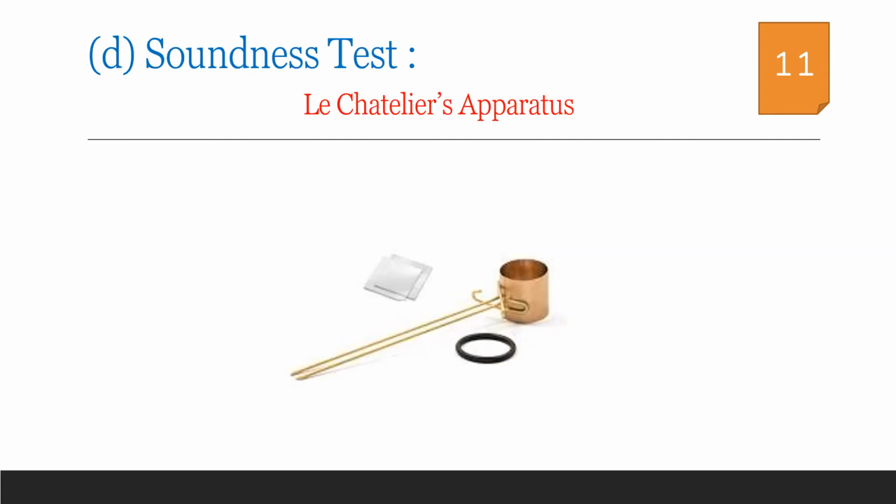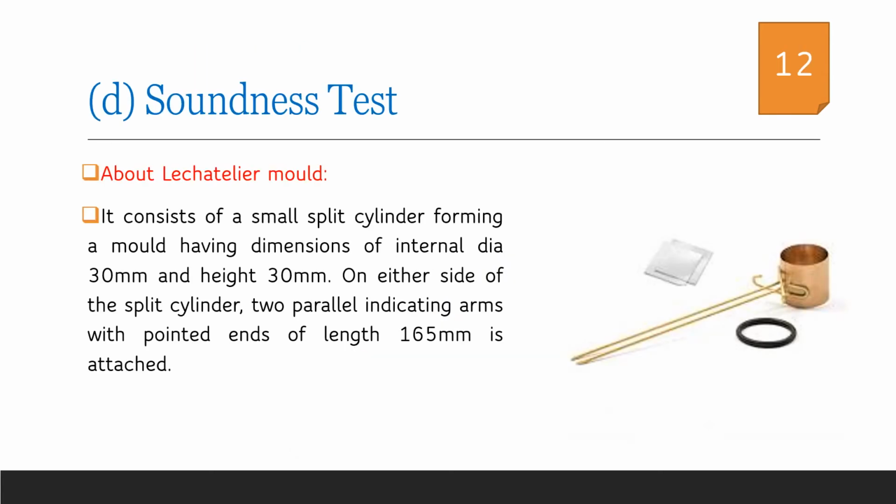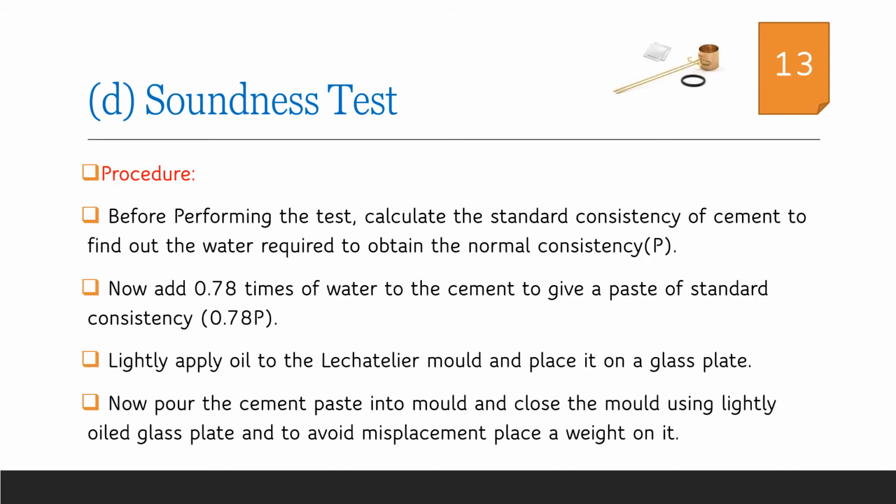This is the Le Chatelier's apparatus used for the soundness test. The Le Chatelier's apparatus consists of a small split cylinder of diameter 30 mm and height 30 mm. On either side of the split cylinder, there are two parallel arms of length 165 mm. Now let us discuss the procedure for soundness test.